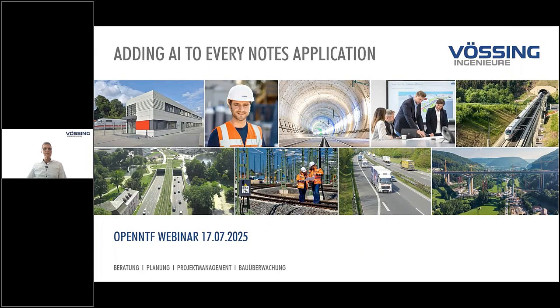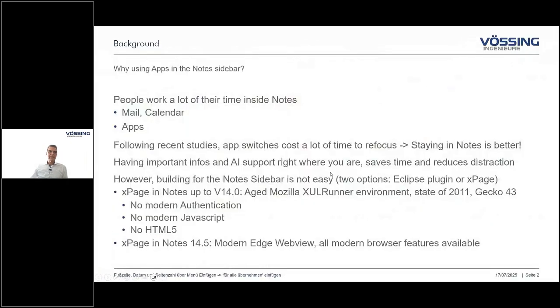Adding AI to every Notes application, doesn't that sound promising? I will not repeat what Voessing is and what I am. So just two sentences. Voessing is a civil engineering company and I'm head of IT, the last 28 years there. So let's keep that short. But the title is promising. So what's behind that? We started our journey with thoughts like, shouldn't we add more features to the Notes sidebar?